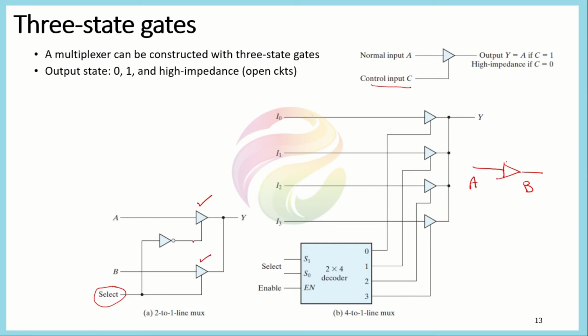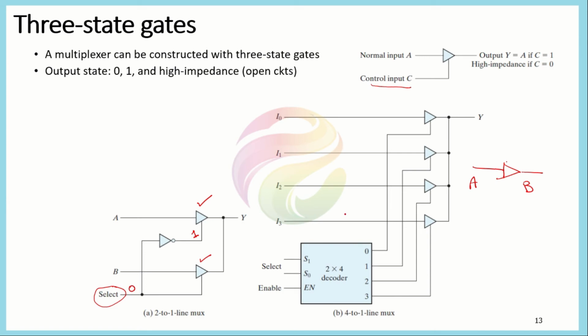Generally, depending upon the value of select, A or B is connected to the output. This three-state circuit will behave in the same way. When select is equal to 0, we would be having 1 here, so Y would be equal to A, because we would have a high impedance state at the other gate. Similarly, when select is equal to 1, Y is equal to B, because we would have a high impedance state at the first gate. In this way, the procedure is similar to the 2 to 1 line multiplexer.